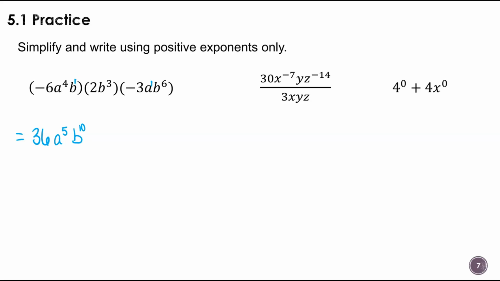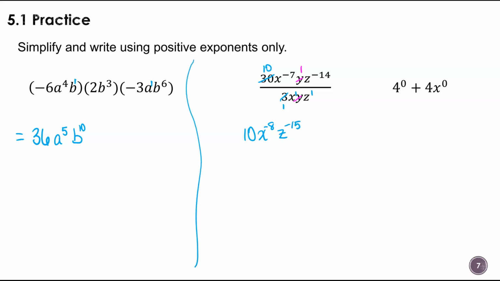All right, next we have a quotient, right? We have a quotient. 3 goes into 30 10 times, so we can go ahead and simplify that. That's going to give us 10. And then on the x's, we have x to the -7 minus 1, so that's -8. We have y over y. So what happens with y divided by y? Well, that equals a 1, right? So that's just 1. And then we have z to the -14 minus 1, which is -15.